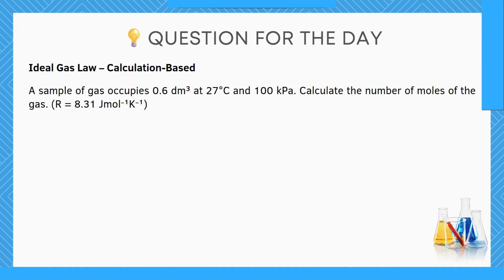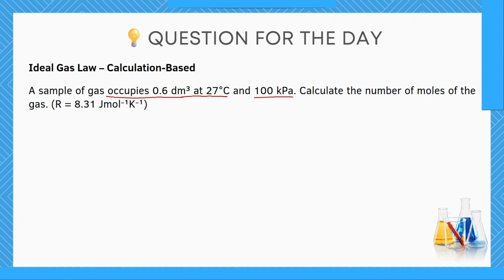And today we want to look at an ideal gas law question, which is calculation based. The question on the screen says: a sample of gas occupies 0.6 dm³ at a temperature of 27 degrees Celsius and a pressure of 100 kilopascals. Calculate the number of moles of the gas.